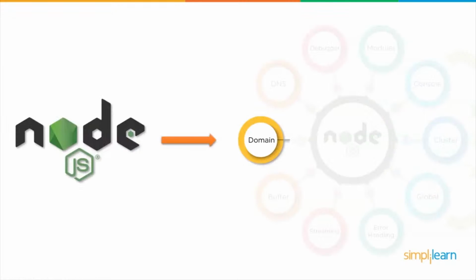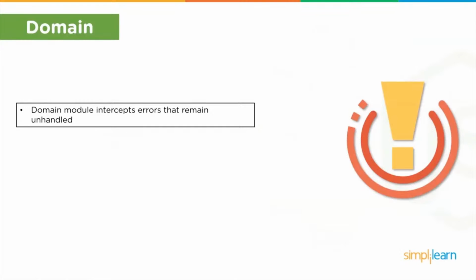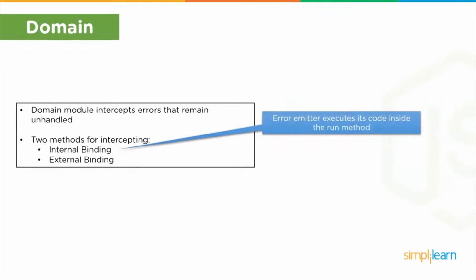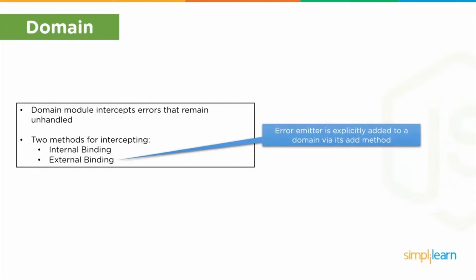Next up, we have domain. Domains provide a way to handle different I/O operations as a single group. Domain module intercepts errors that remain unhandled. There are two types of methods that are used for intercepting these errors. Firstly, we have internal binding. In this case, the error emitter executes its code inside the error method. Next up is the external binding. Now here, the error emitter is explicitly added to a domain via its add method.